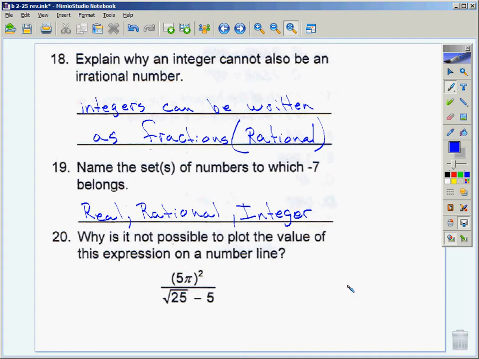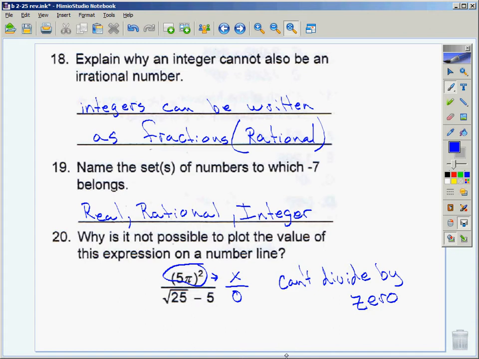Now, number 20, why is it not possible to plot the value of the expression on the number line, no matter what this works out to? This worked out to this. Square root of 25 is 5. 5 minus 5 is 0. And what can't we do? We simply can't divide by 0. It's not possible. I can't take something and cram it into nothing.